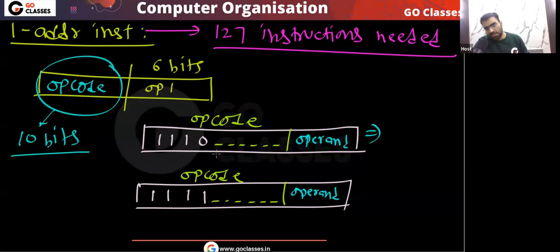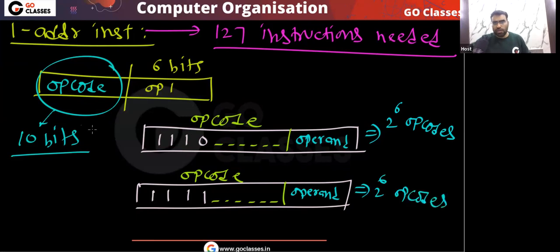How many 1 address instructions can I create here? The first 4 bits are 1110, but these bits are remaining, these bits are available. So I can create these many opcodes. Yes or no? 2 power 6 opcodes I can create here, and 2 power 6 opcodes I can create here. So in total I can create 128 opcodes.